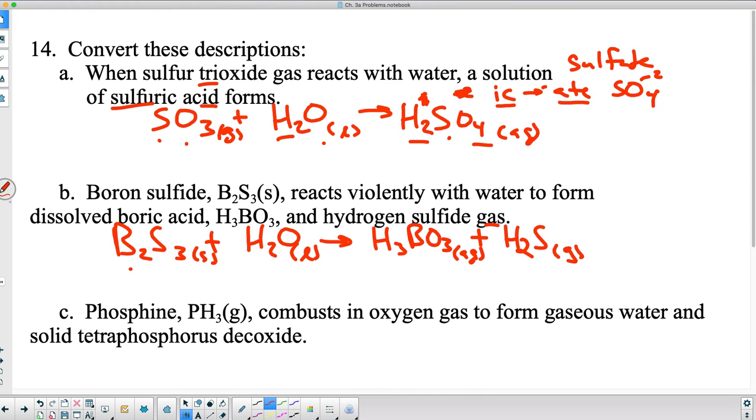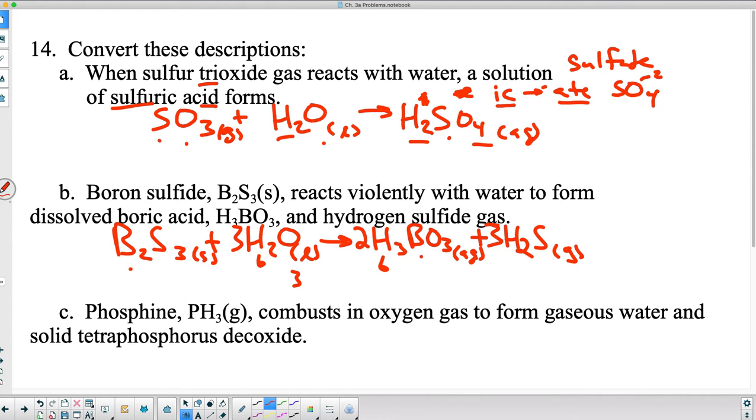So 2 borons, and I only have 1 on the right-hand side, so I need a 2 in front here. That gives me 2 times 3 is 6 hydrogens, right? So how do I get 6 here? I put a 3 in front. 3 times 2 is 6 hydrogens. That also gives me 3 oxygens here. How many sulfurs do I have here?